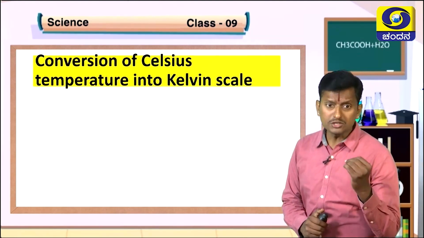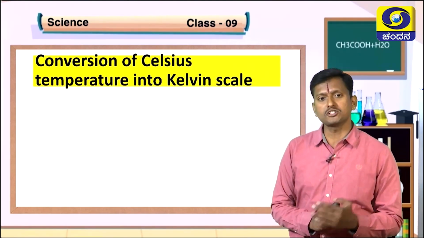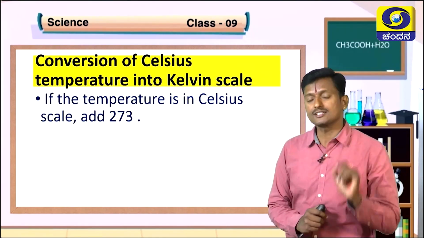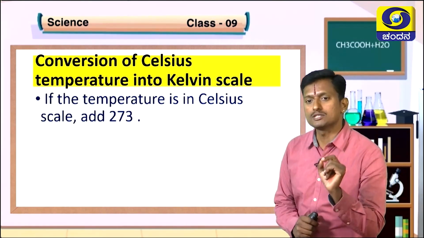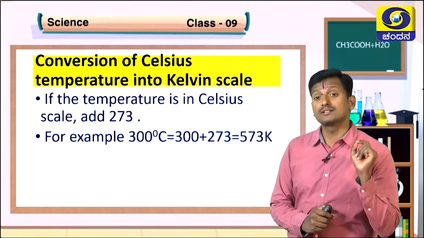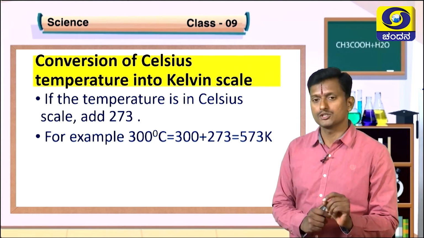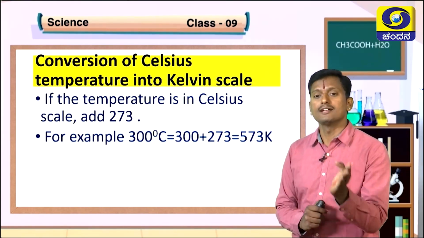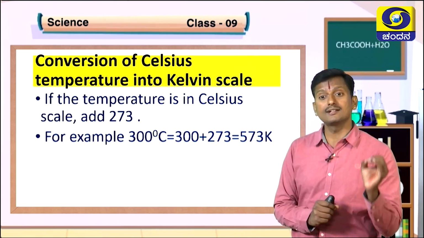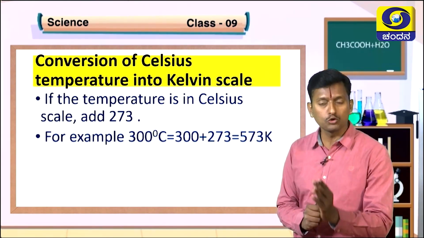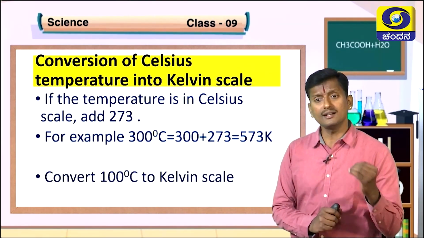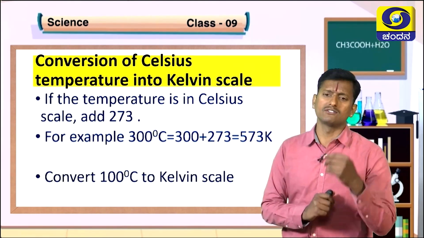Next, conversion of Celsius temperature into Kelvin scale. How to convert? If the temperature is in Celsius scale, you should add 273. For example, if the temperature is 300 degrees Celsius, we should add 273 and you will get 573 Kelvin. That means 300 degrees Celsius is equal to 573 Kelvin. Now, convert 100 degrees Celsius to Kelvin scale.